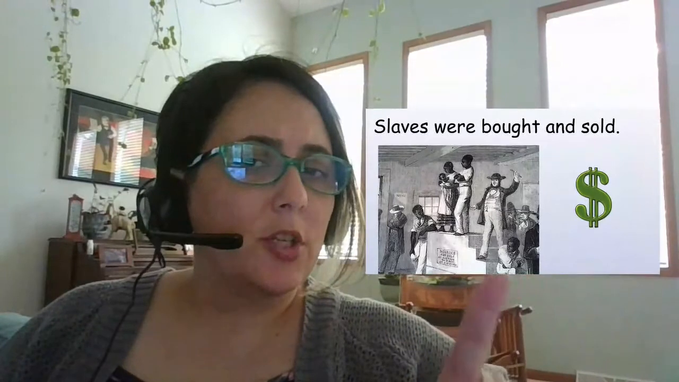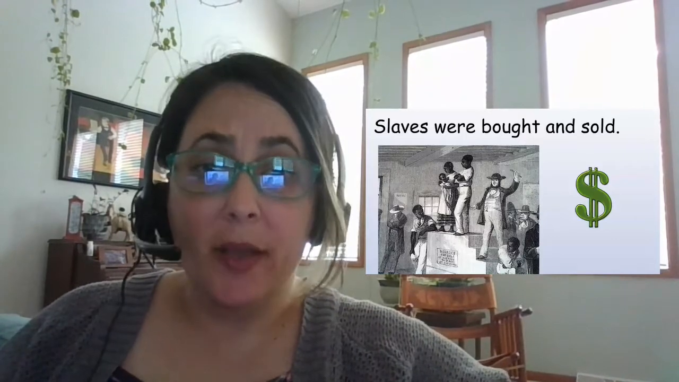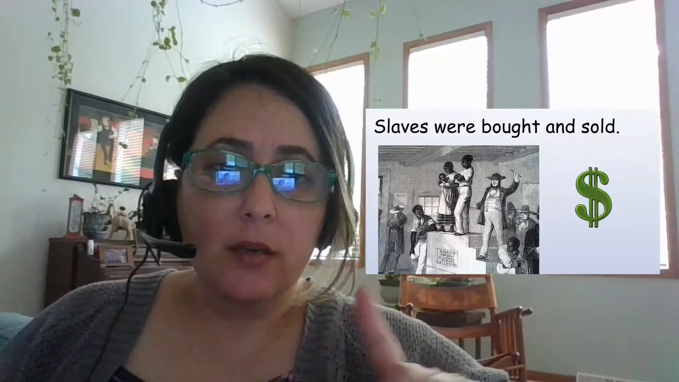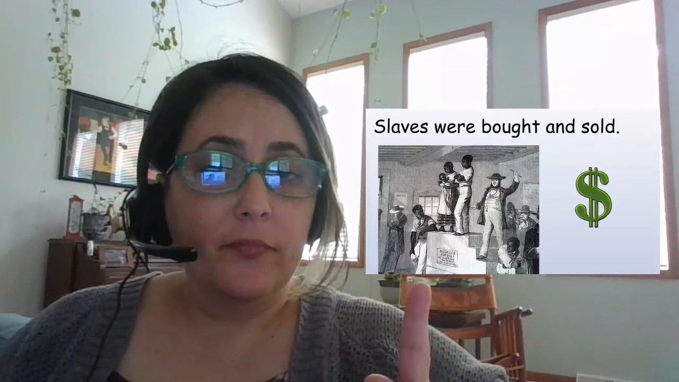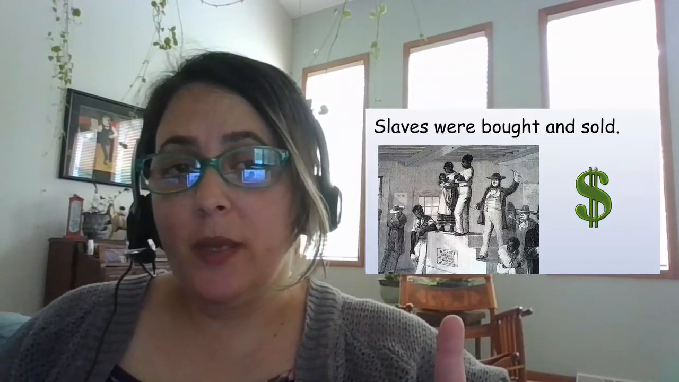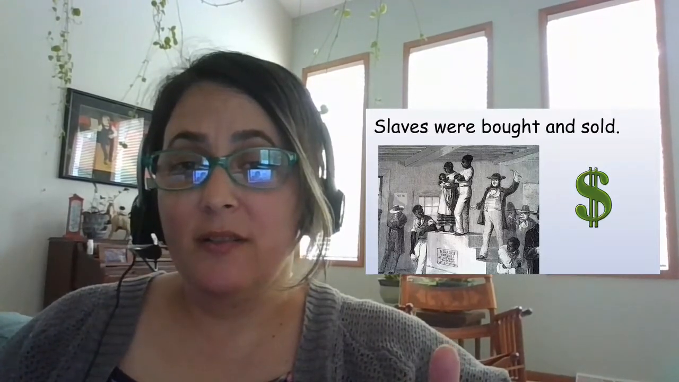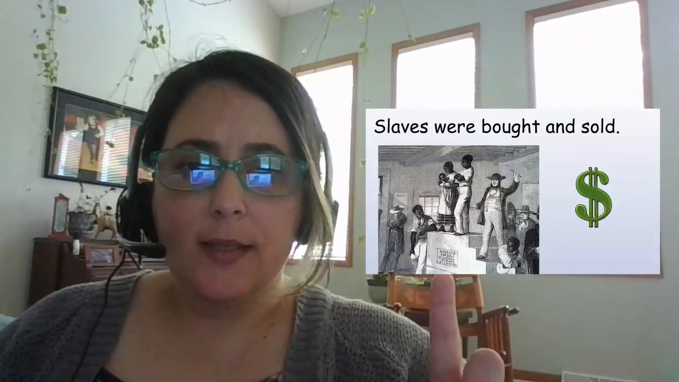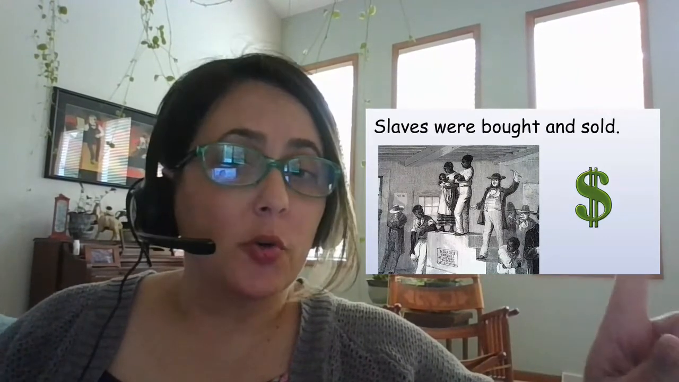Okay. In this picture, this is a market. The men in the hats are shopping for people, shopping for slaves. They will buy the people. They will make the people work very hard. The people, the slaves, have no freedom. They must work very hard with no choice. Slaves were bought and sold.